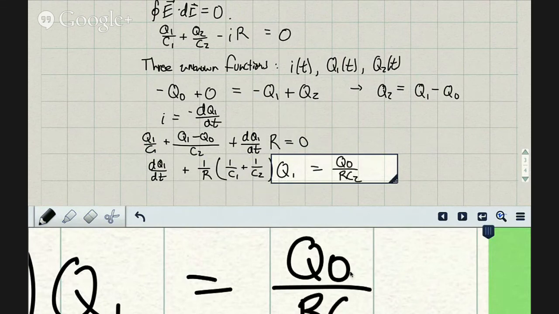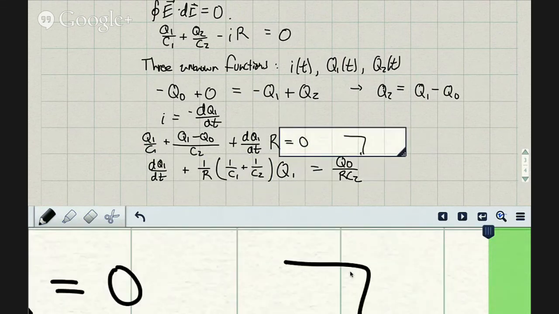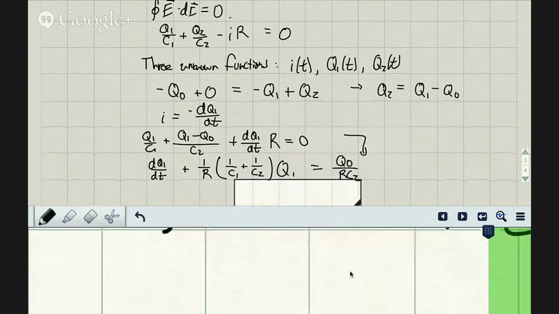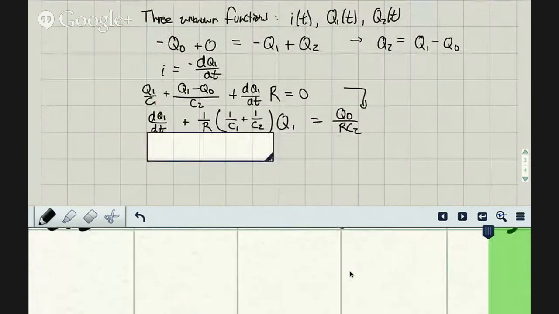If going from this step to this step is just totally mystifying you right now, please take some time to convince yourself that's true. And if I did make any mistakes, let me know. But that should be right. Let me just double check Q0. Yes, I do believe that's right. Anyway, let's move forward.